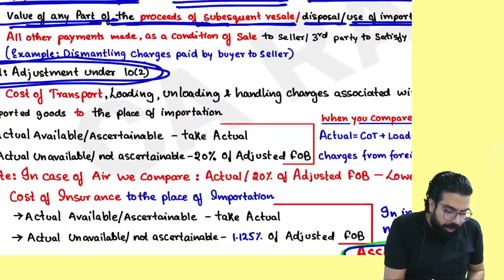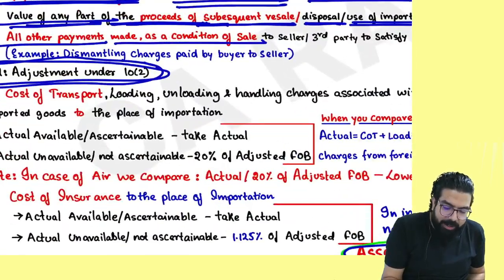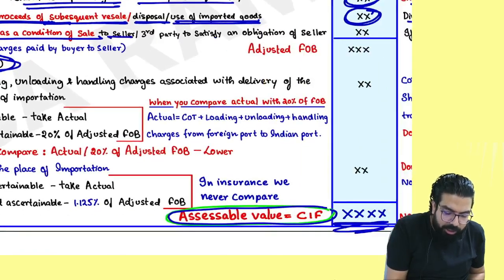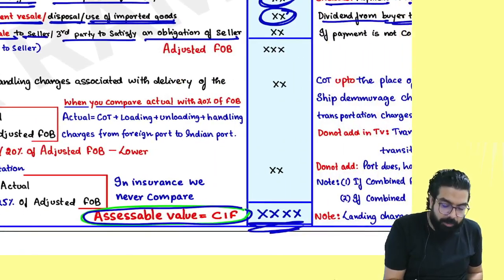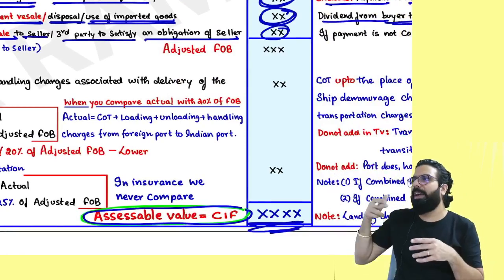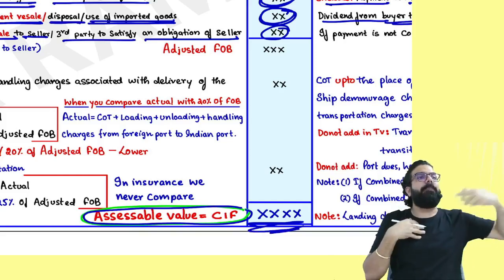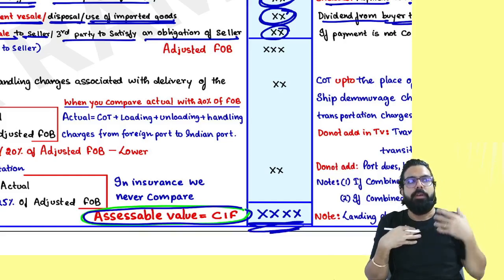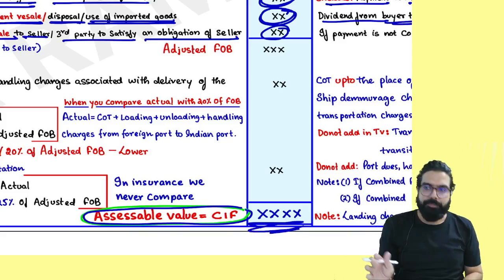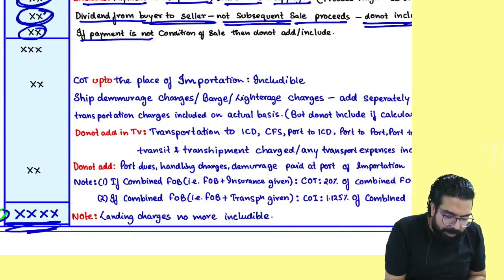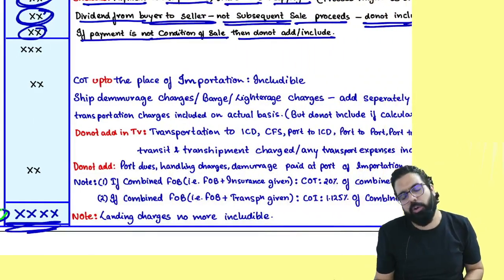Next. Any other payment made as a condition of sale to the seller or a third party to satisfy an obligation of the seller. Obligation of the supplier made by the recipient. Supposing he had to pay someone, and I paid him. Add, do not add? Add. If any payment is not a condition of sale, then do not include.